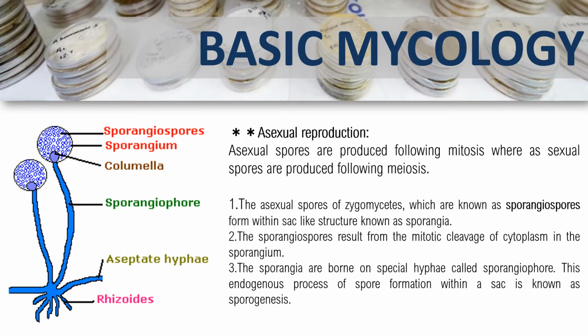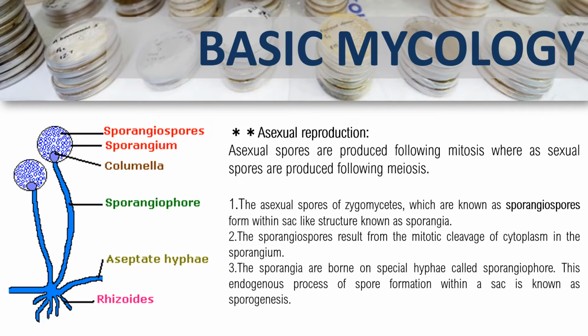Next class is you have your asexual reproduction. So asexual reproduction is not part of the classification of your fungi, pero since na-discuss naman natin class yung sexual reproduction, might as well touch also your asexual reproduction. So basically class, pag sinabing asexual spores, they are produced following mitosis. Whereas sexual spores class, they are produced following meiosis. So we all know these fundamentals already class.